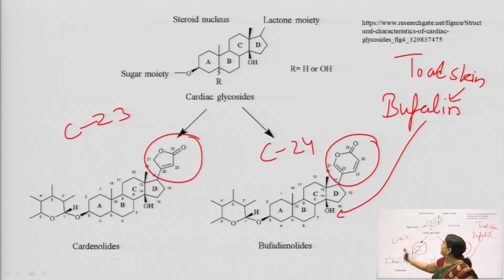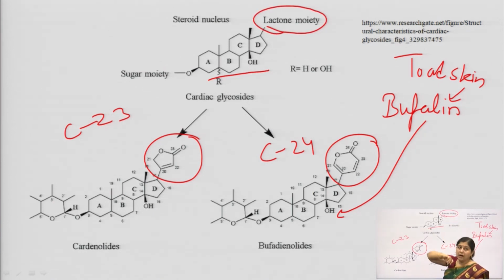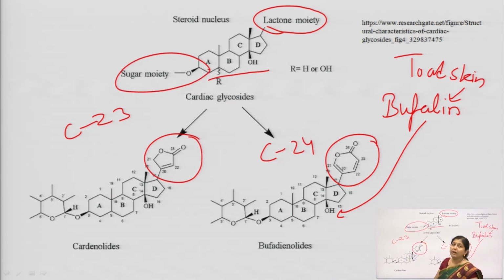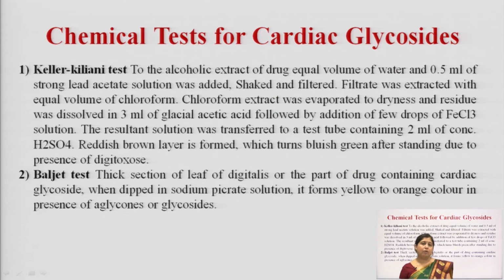Okay, and here on the top you can see the basic steroidal structure. We have a lactone moiety making it a cardenolide or bufadienolide, and here at the third position we have the attachment of the sugar moiety giving it the structure of a glycoside. So, this is one of the most important categories of the cardiac glycosides, and for the chemical tests for these cardiac glycosides, first is the Keller-Kiliani test, one of the most important tests for cardiac glycosides.